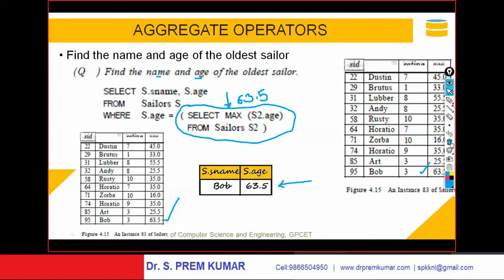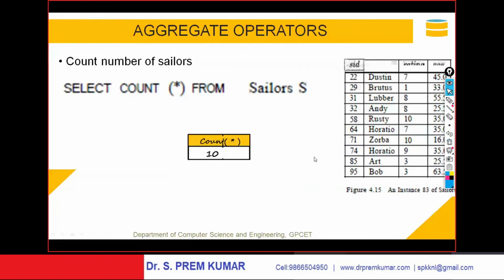The next query: count the number of sailors. How many sailors are there? The question is simple. Then you should say count: select count of asterisk. Count is a group function, an aggregate function. Asterisk means rows. How many rows are there in sailors?